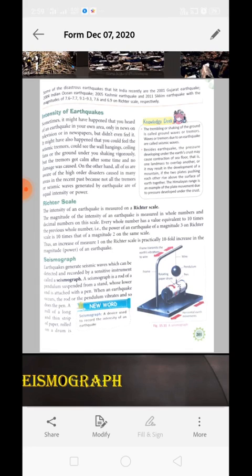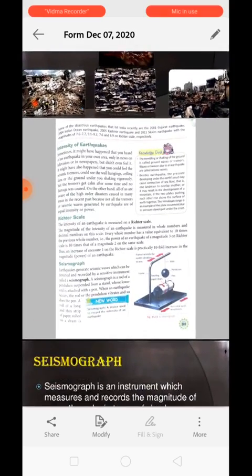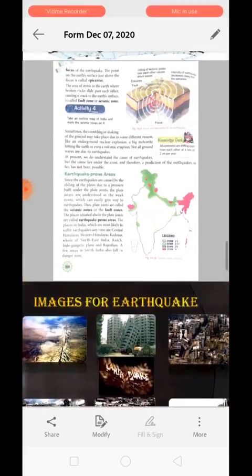The trembling or shaking of the ground is called ground waves or tremors. Okay, the trembling or shaking of the ground during earthquake is called ground waves or tremor. Waves or tremors due to earthquake are called seismic waves. Besides earthquake, the pressure developed under the earth crust may cause contraction of sea floor, that is, one landmass overlapping the other.